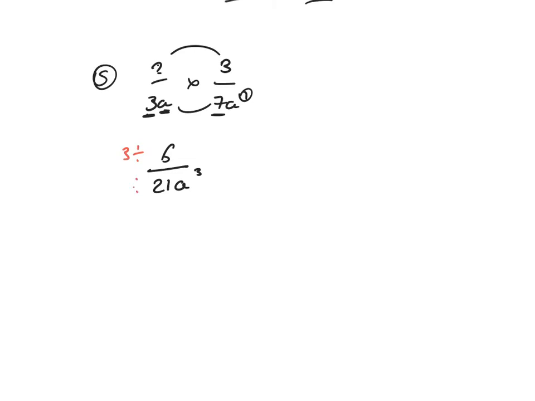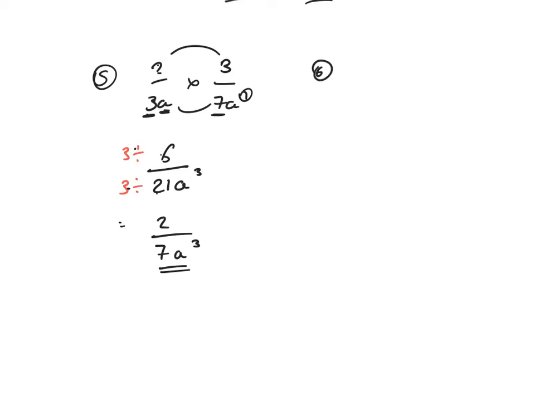Okay, example 5. I've got 2 over 3a multiplied by 3 over 7a squared. Okay, 2 times 3 is 6, and 3a times 7a squared, well, 3 times 7 is 21, and a times a squared will be a cubed. Okay, now let's have a look at that. 6 over 21. I could simplify that by dividing top and bottom by 3. 6 divided by 3 is 2, 21 divided by 3 is 7. Final answer 2 over 7a cubed.